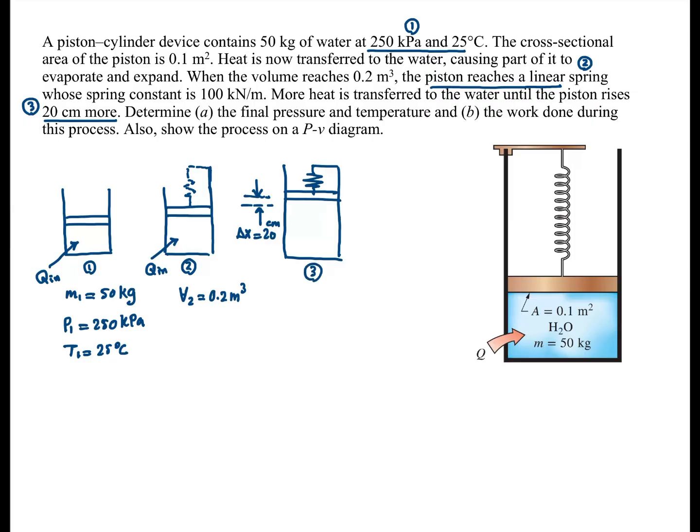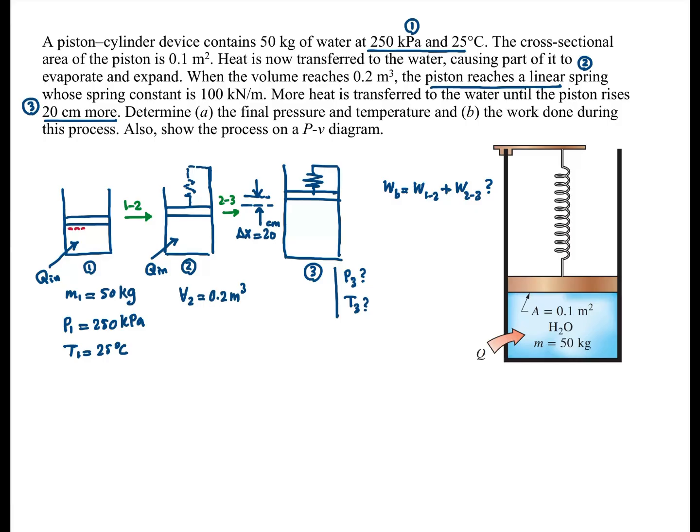Determine the final pressure and temperature. I'm interested in P3 and T3. The work done during this process. So let's call this process 1, 2, and let's call this one process 2, 3. I'm interested in work or boundary work, which is W during process 1, 2 plus the work during process 2, 3, and show the process on a PV diagram.